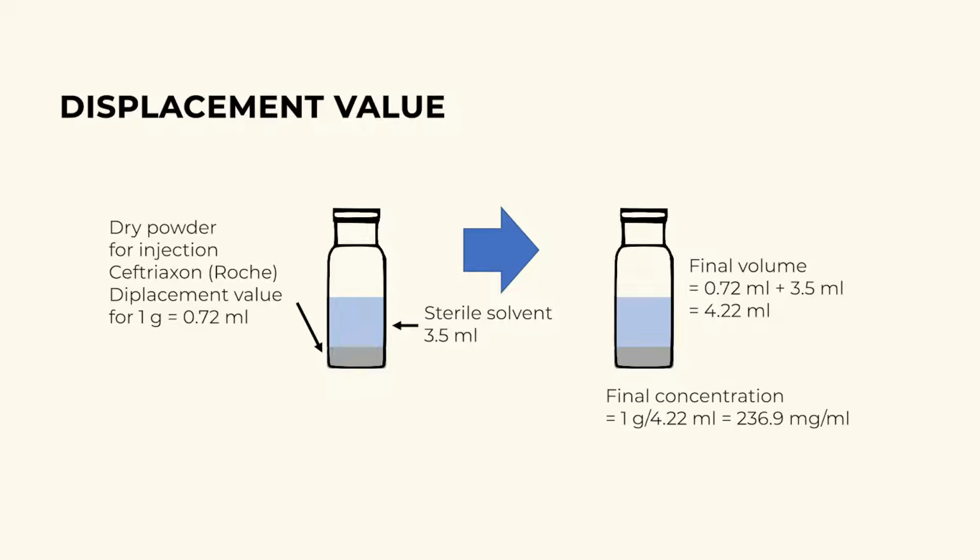The final concentration is 1 gram per 4.22 milliliters, which equals 236.9 milligrams per milliliter.